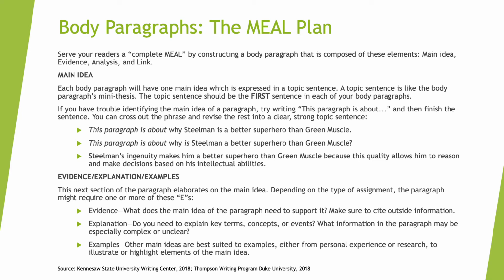The first topic sentence reads, "This paragraph is about why Stillman is a better superhero than Green Muscle." The second example states, "This paragraph is about why is Stillman a better superhero than Green Muscle." Finally, the third example states, "Stillman's ingenuity makes him a better superhero than Green Muscle because this quality allows him to reason and make decisions based on his intellectual abilities."